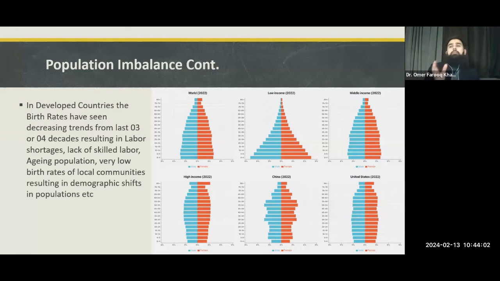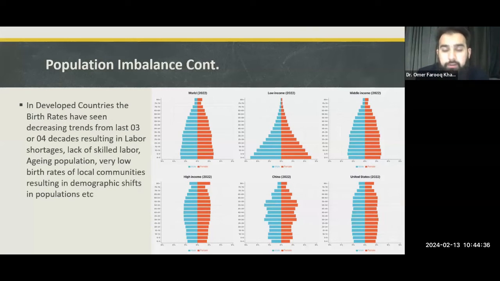So this is not a population explosion problem. I know many people will talk about the aspect that the poor countries are more, and overall the world is increasing its population, etc. But there are many, many countries in the world which are considered as developed countries, and these countries are having an altogether different problem. For example, if we talk about the population pyramid.